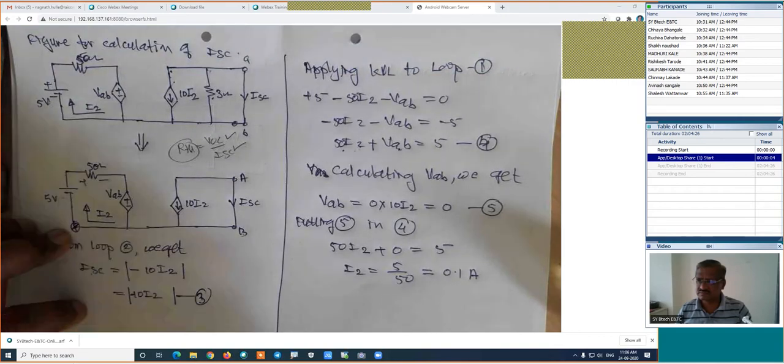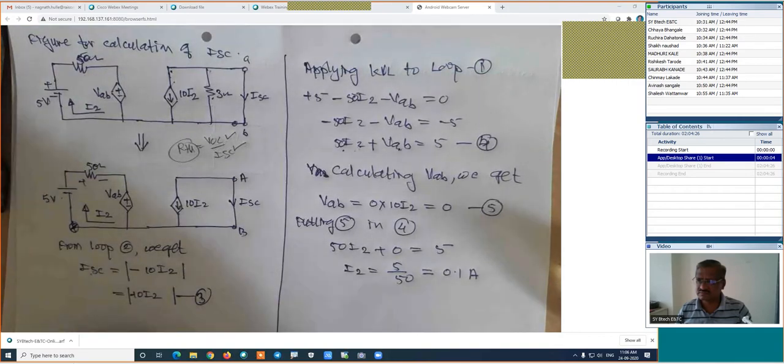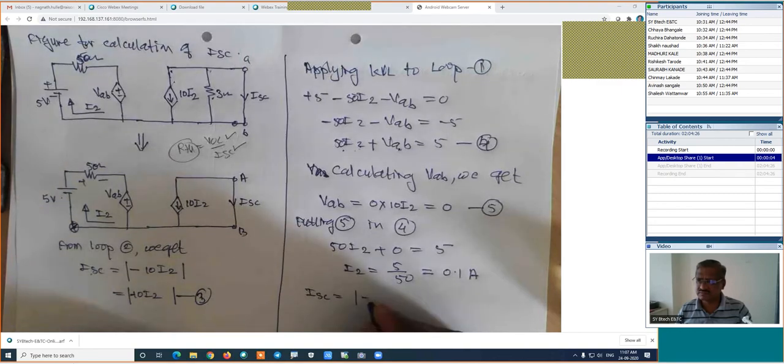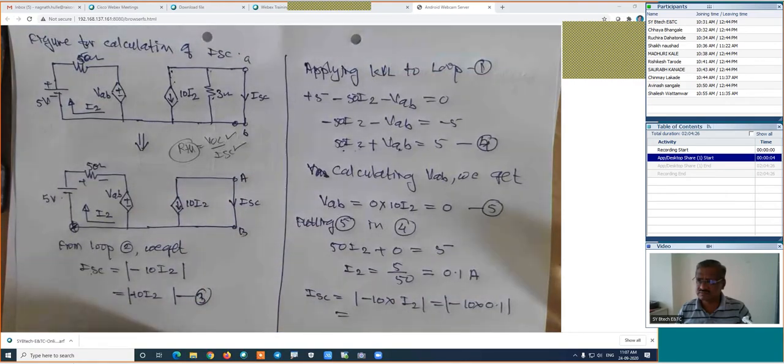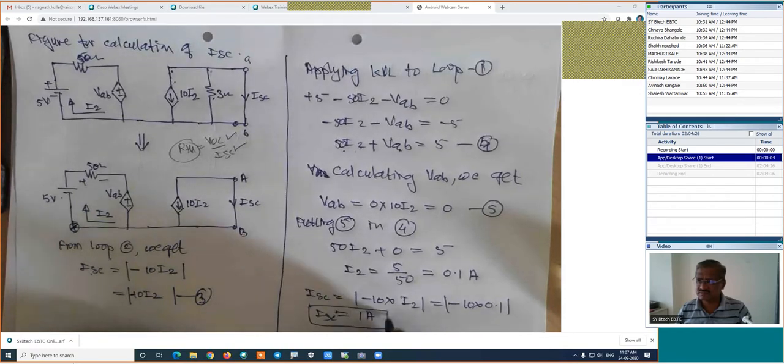If we know the I2, then we can find the value of ISC from this equation. ISC is equal to the modulus of minus 10 into I2, which is 0.1. How much is this value? 0.1 into 10, this value is 1 ampere. This 1 ampere is the value of ISC.